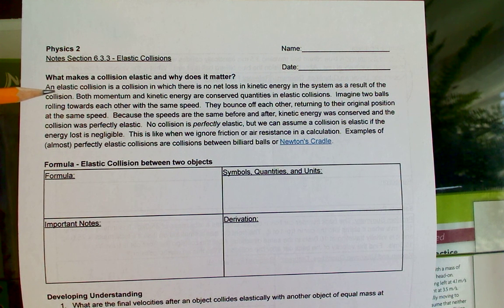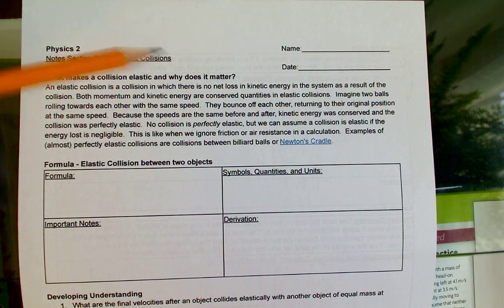In an elastic collision, the two objects collide and momentum is conserved, but also kinetic energy is conserved. So the sum of the kinetic energy of the objects before the collision is equal to the sum of the kinetic energies of the objects after the collision. And this is a pretty reasonable approximation. Even though no collision is perfectly elastic, we can make some assumptions when the loss of kinetic energy is negligible. And this is kind of like when we ignore friction or air resistance in a calculation.